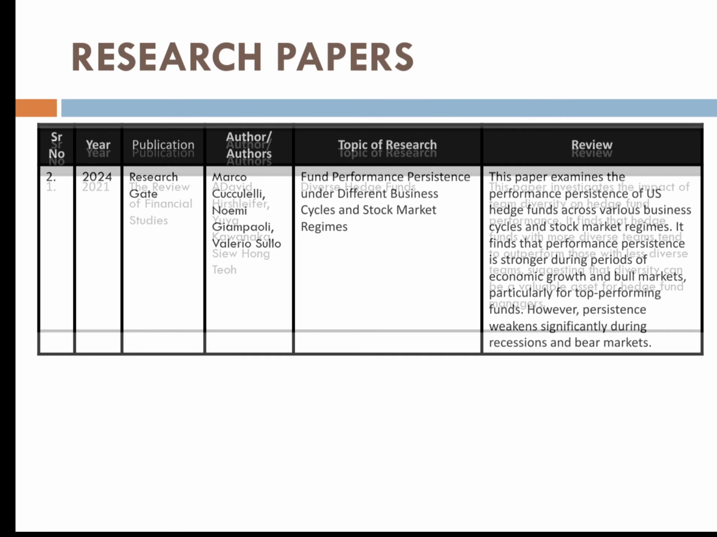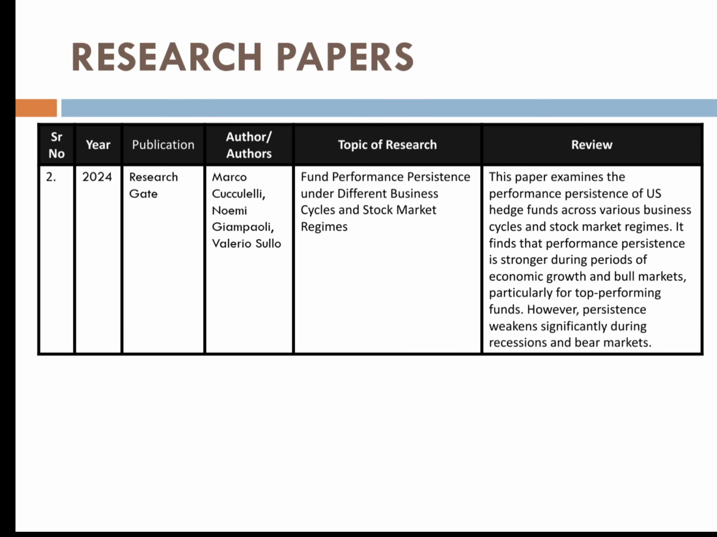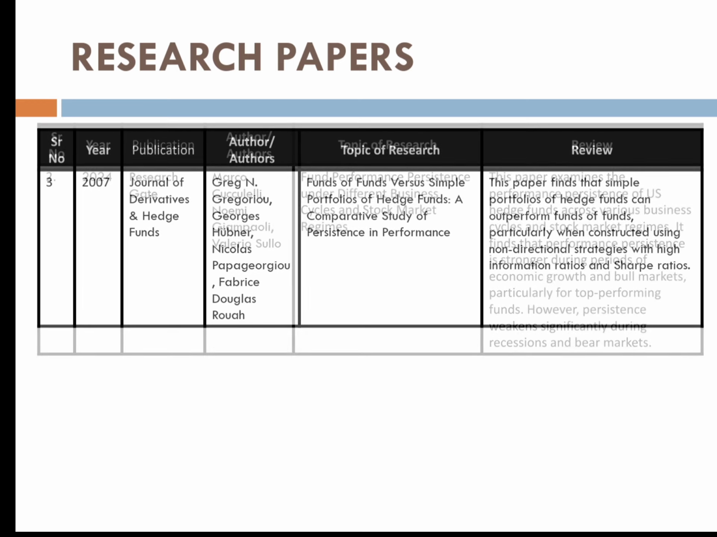So the next is Is performance persistent under different business cycle and stock market regimes, which is a ResearchGate publication in the year 2024. In this research paper, US funds are examined across various business cycles and stock market regimes. It finds that performance persistence is stronger during periods of economic growth and bull market, particularly the top performing funds. However, persistence weakens significantly during recession and bear markets.